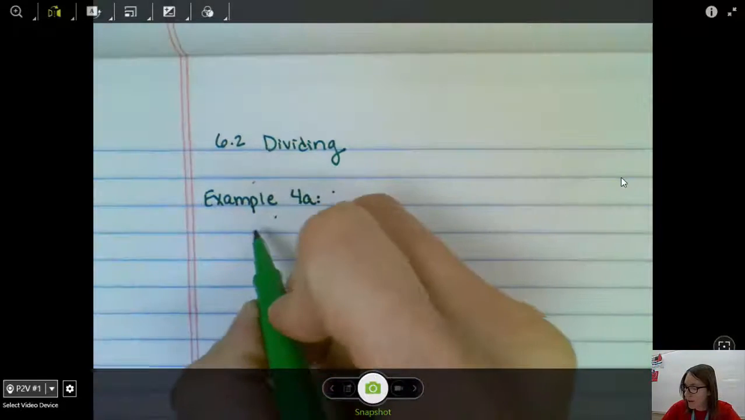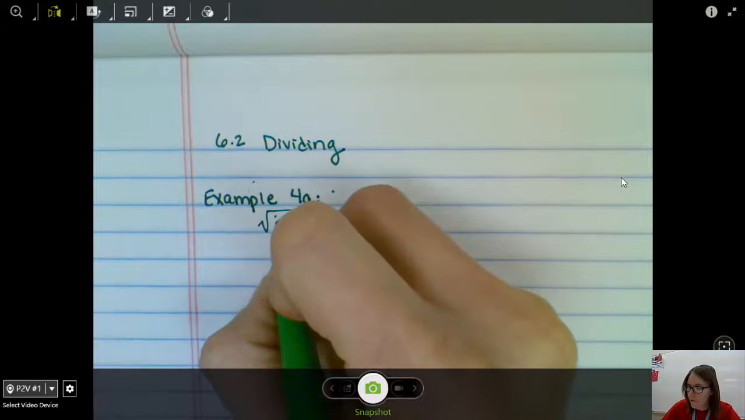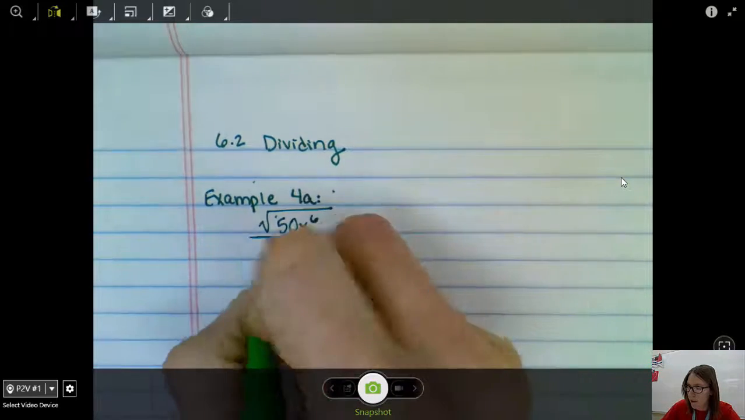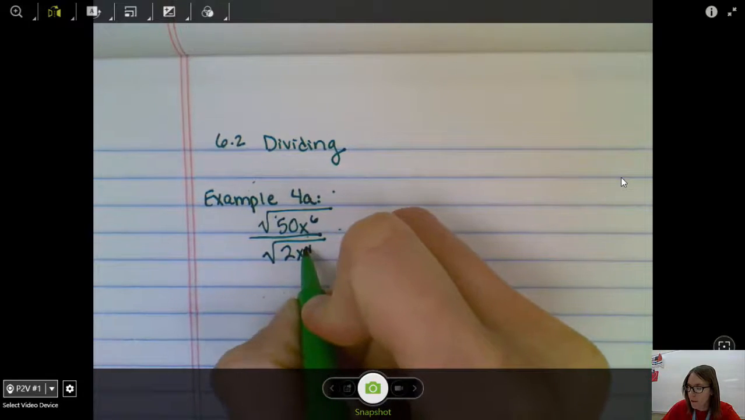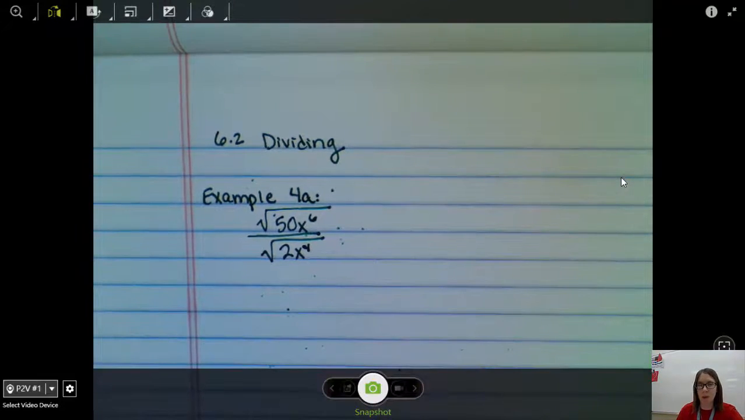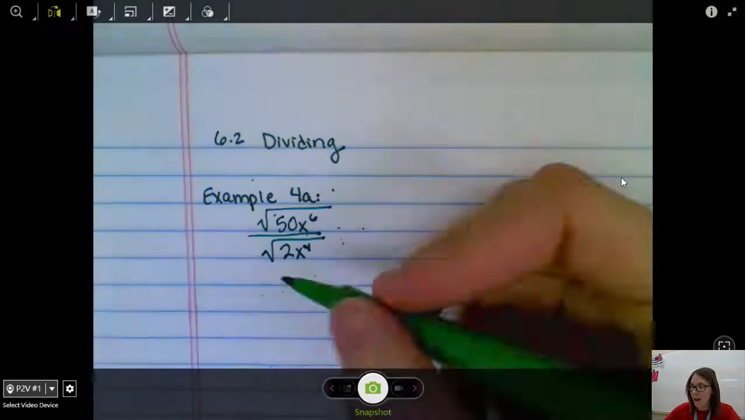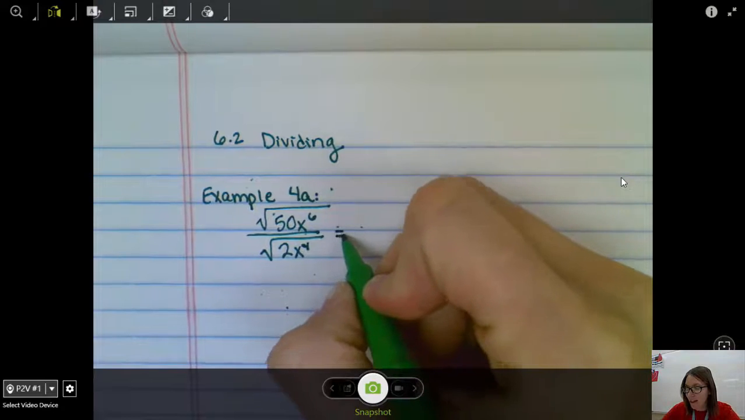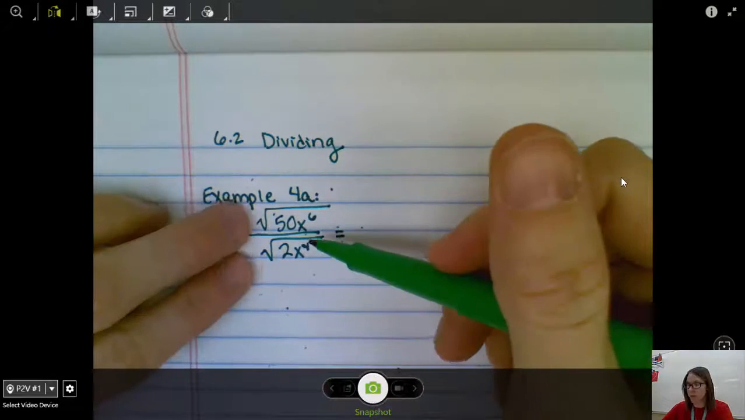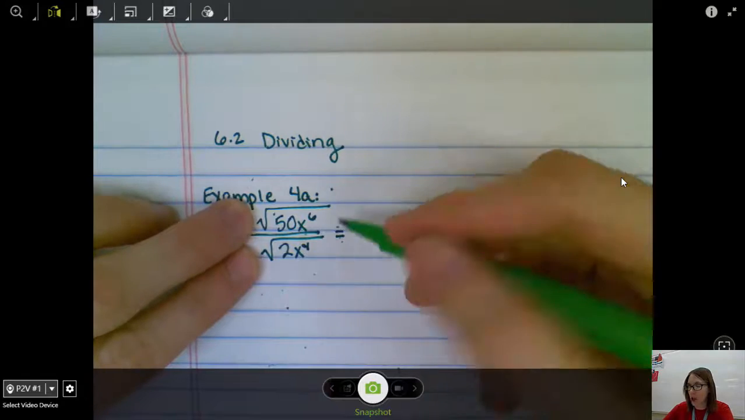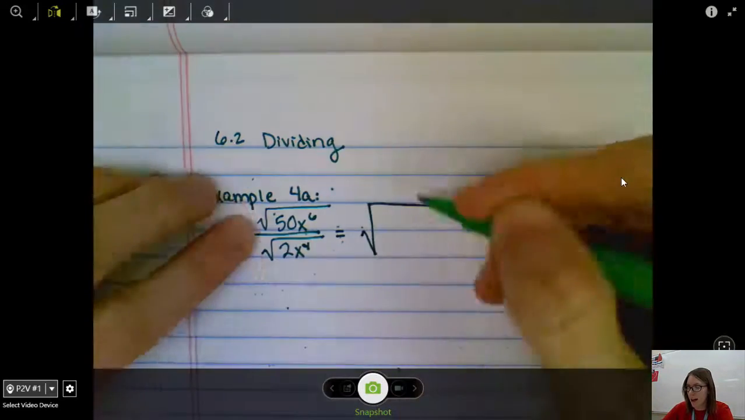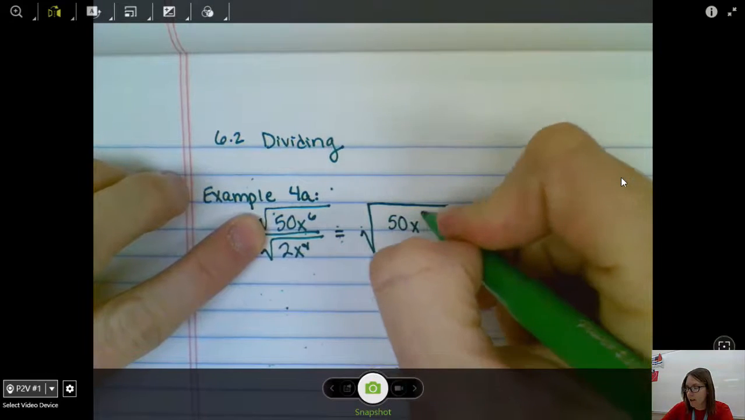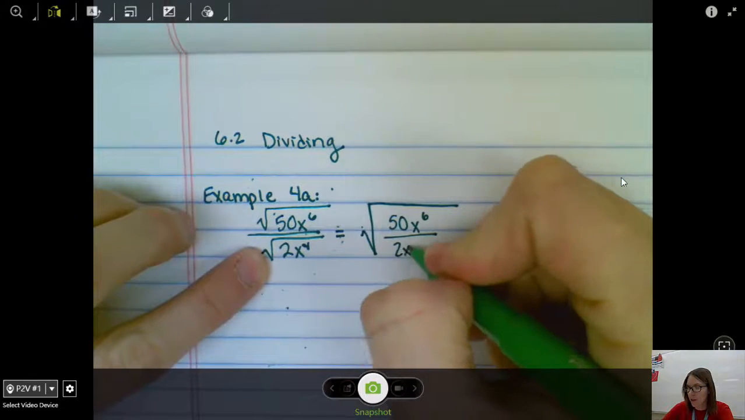I have the square root of 50x to the 6th power over the square root of 2x to the 4th. And kind of like before, when we were multiplying, we could either simplify now or simplify later. And the easiest way that I like to do these problems is to think of this as one giant square root. My square root of the whole fraction, 50x to the 6th over 2x to the 4th.